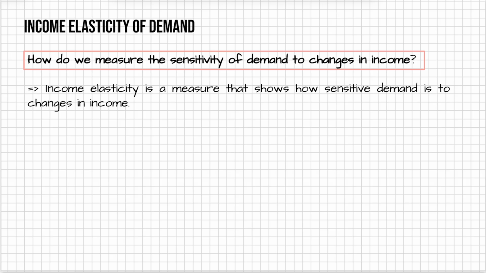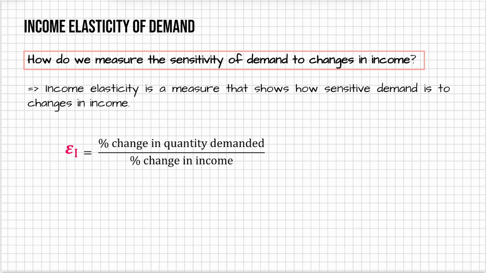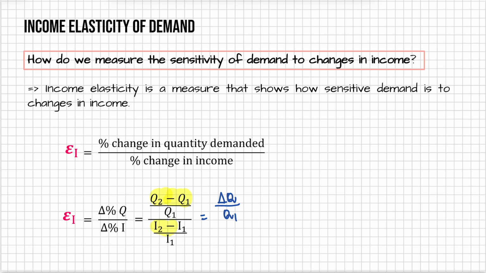So how do we calculate it? Income elasticity equals the percentage change in quantity demanded, divided by the percentage change in income. The percentage change in quantity demanded is Q2 minus Q1 over Q1, final value minus initial value over initial value. Same idea for income. The percentage change in income is I2 minus I1 over I1, final income minus initial income divided by initial income. Q2 minus Q1 is just delta Q, the change in quantity demanded. And I2 minus I1 is delta Y, the change in income.